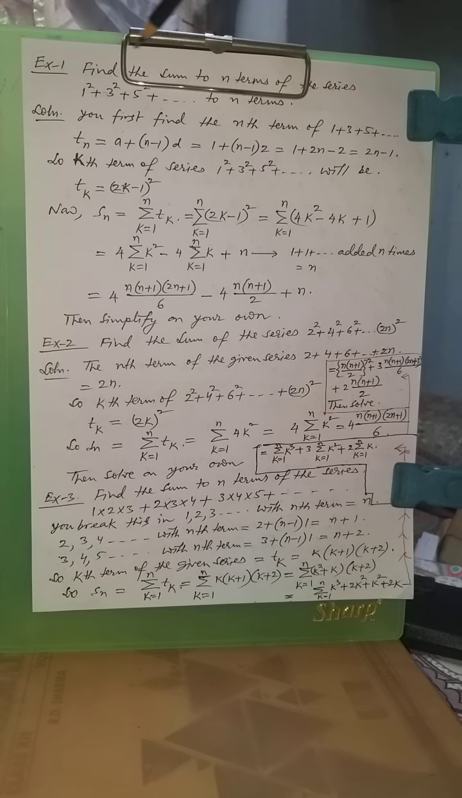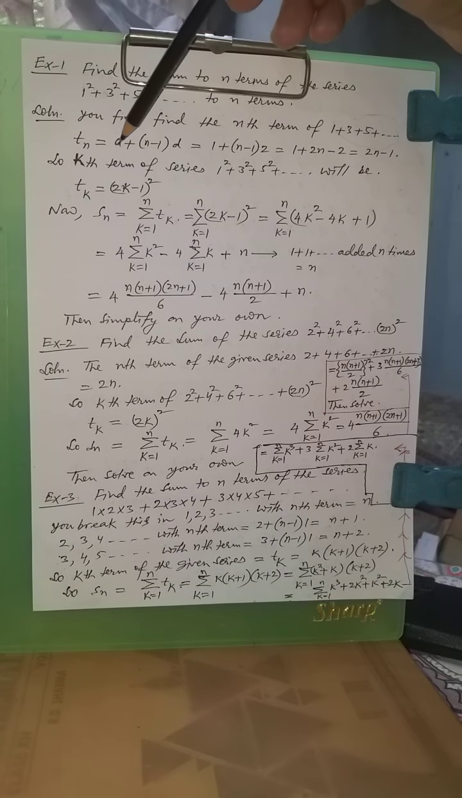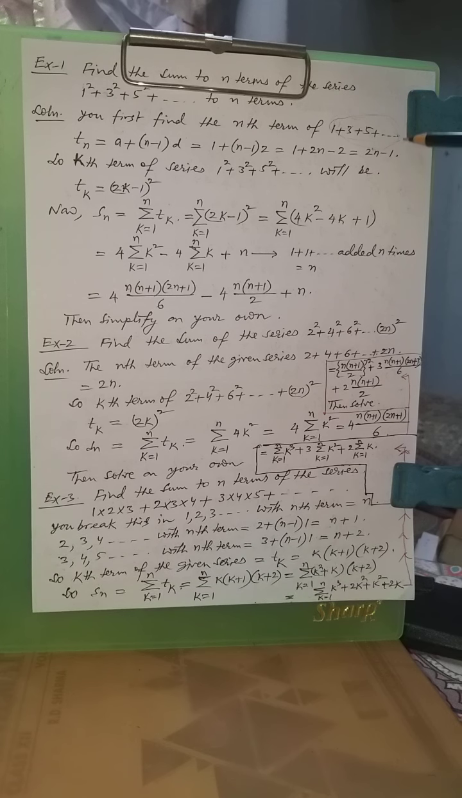Now you see this 1 square, 3 square, 5 square up to n terms. I have written it as 1 plus 3 plus 5. So first of all we have to find the nth term of this, which is done using the formula Tn is equal to a plus (n minus 1) into d. After calculation we are getting 2n minus 1. So this 2n minus 1 is the nth term, and each term is squared as it was given in the series, so 2n minus 1 whole square.